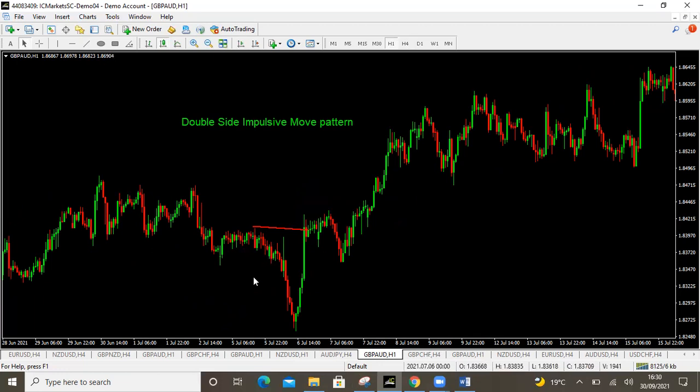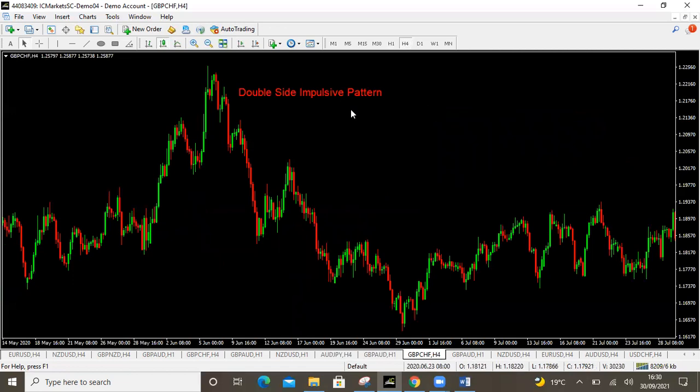So anytime you spot these patterns, remember, they are reversal patterns, okay? They are institutional reversal patterns. So this is how to know that the market makers are really shifting gear from being buyers to sellers or from sellers to buyers and vice versa. Let's check on another one.